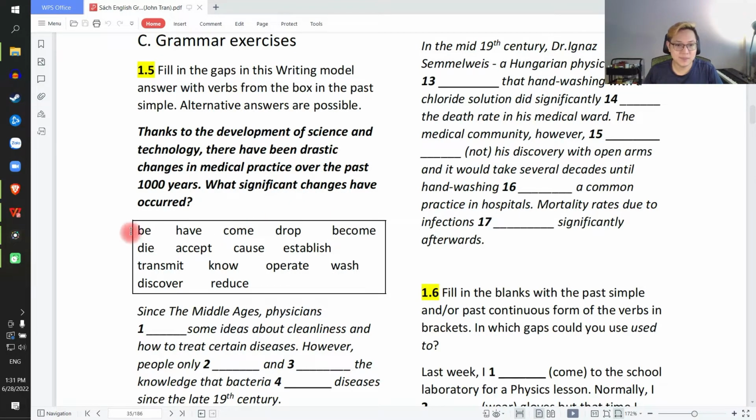So we have these verbs here. Be, have, come, drop, become, die, accept, cause, establish, transmit, know, operate, wash, discover, and reduce. So there are some words you might not know, which is of course transmit, operate, and establish.